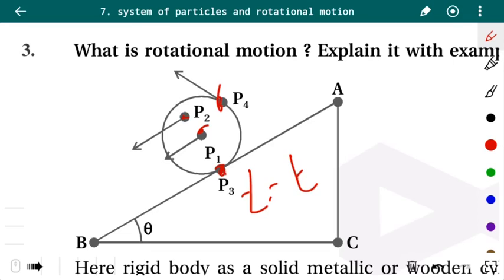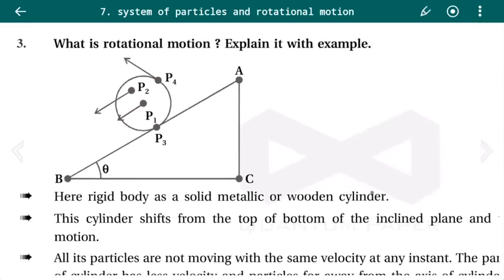All the particles that are near to the axis will be having less velocity, and the particles that are far away from the axis will be having greater velocity. That means if the particle is far away from the axis, then that particle will be having the greater velocity. So velocity increases for the particles that are away from the axis. Near to the axis it will be having less velocity. So all these particles will be having different velocity, and such type of motion is called rotational motion.